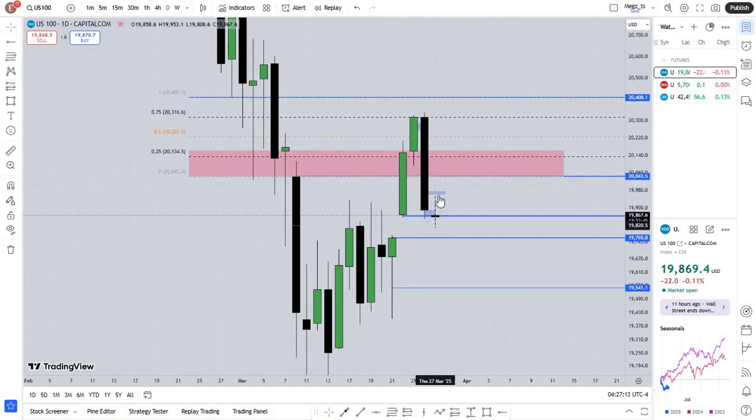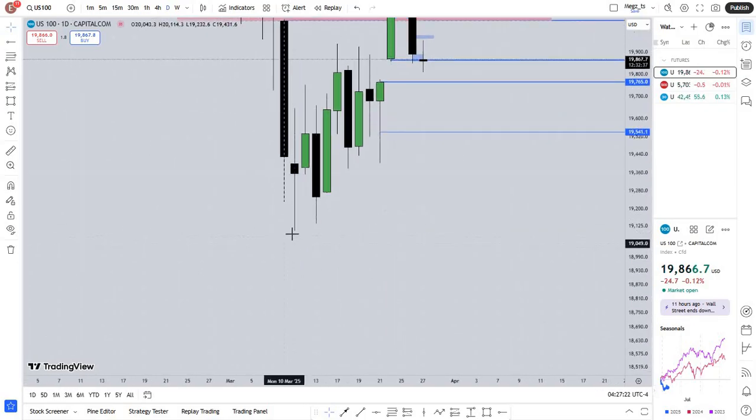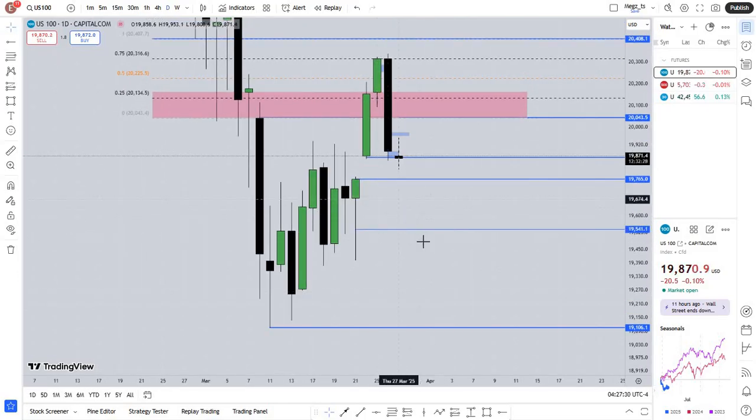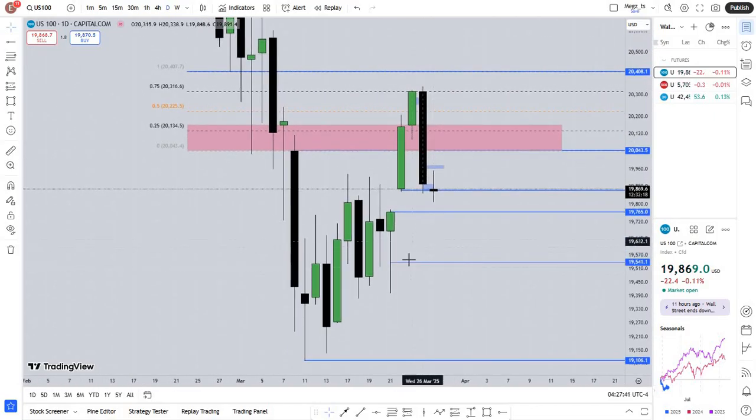I'm expecting price to continue dropping lower. For this week I'm looking at this level. I don't really expect price to run too deep this week and take out this low, but those are the targets we have. I have this as a target also, but for the purpose of this video, I'm looking at this as a draw. I'm looking at 19,541 on the Nasdaq, the US 100, as a draw on liquidity.